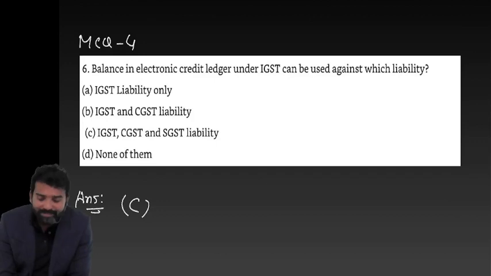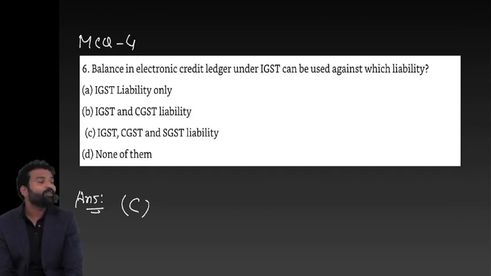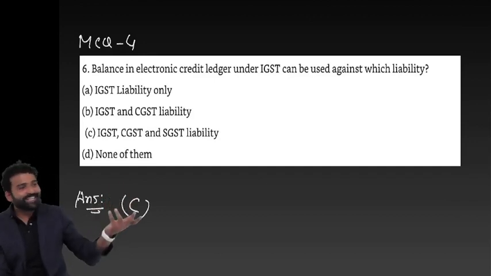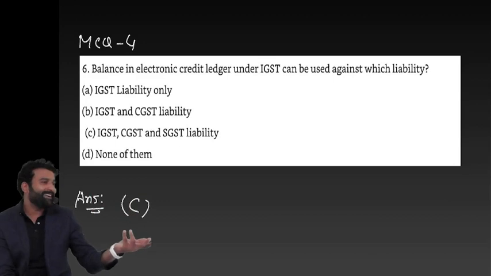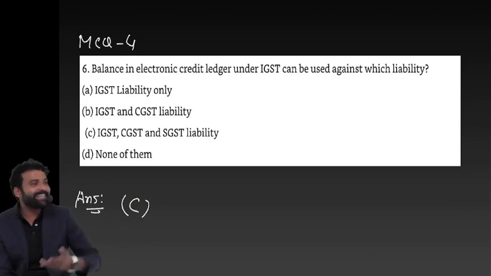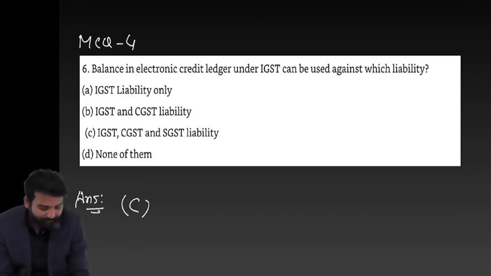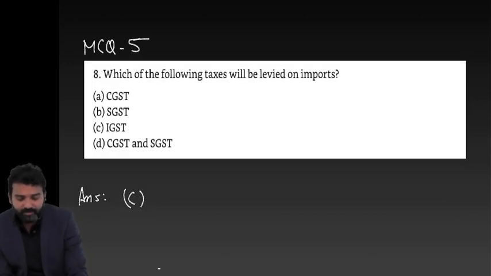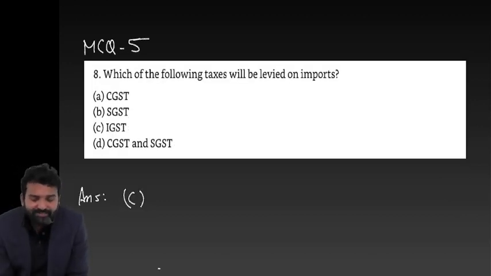There is one more MCQ. I have a balance in the electronic credit ledger under IGST. It can be used against the liability of all three. It has to be adjusted with the husband as well as the mother and wife. So IGST, CGST and SGST. The correct answer is C.